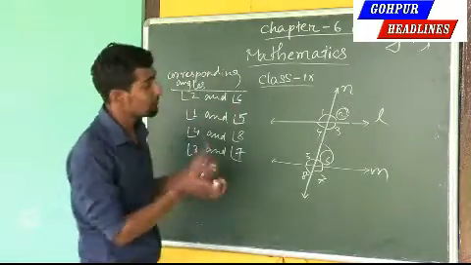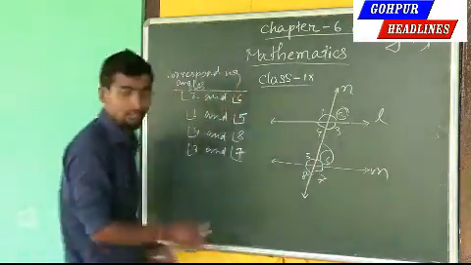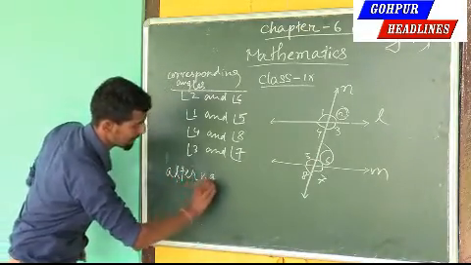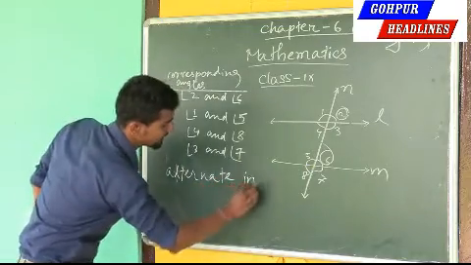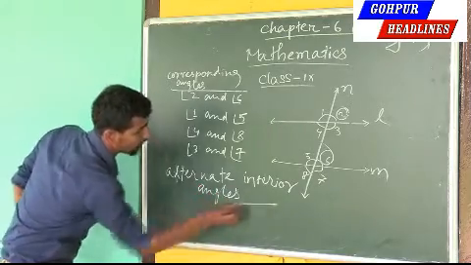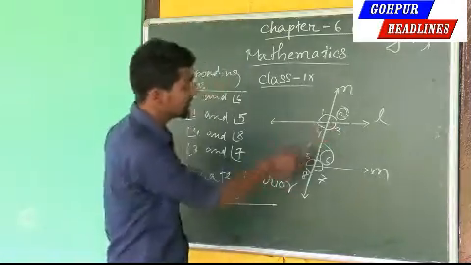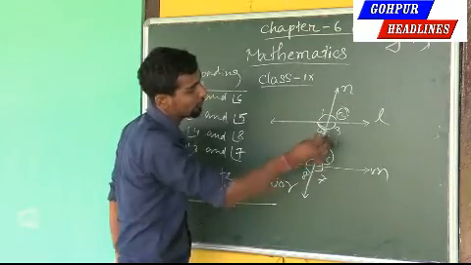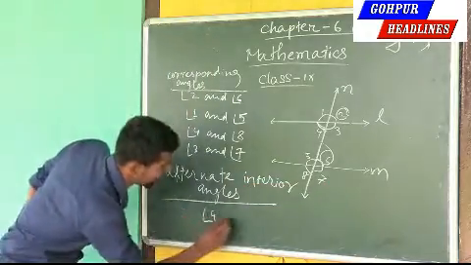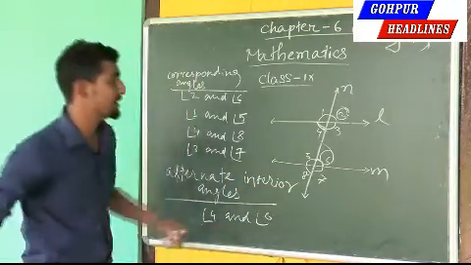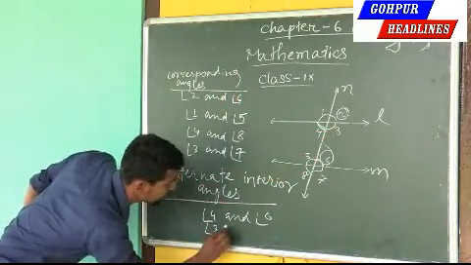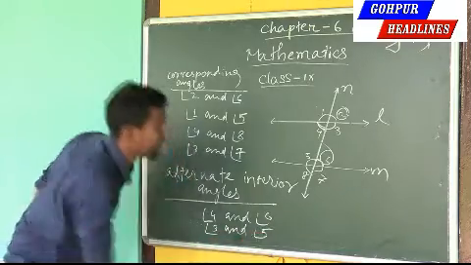Here again we get the alternate interior angles. Suppose this is angle 4 and this is angle 6, this is an alternate interior angle pair. So angle 4 and angle 6 are alternate interior angles. Angle 3 and angle 5 are also alternate interior angles.